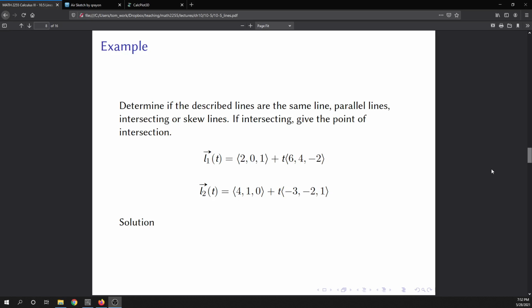All right, we have these two lines, L1 and L2. L1 is the vector (2, 0, 1) plus t times the vector (6, 4, -2). L2 is the vector (4, 1, 0) plus t times the vector (-3, -2, 1). Okay. All right, so we're just going to do exactly what we did before.